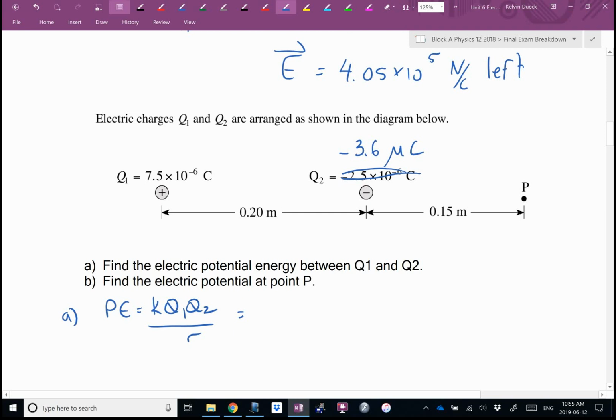Which is what? K is 9 times 10 to the 9th. Type like the wind, my angels. The faster you type, the more we get through. Q1 is 7.5. Q2 is there. R is 0.2. What do you get?